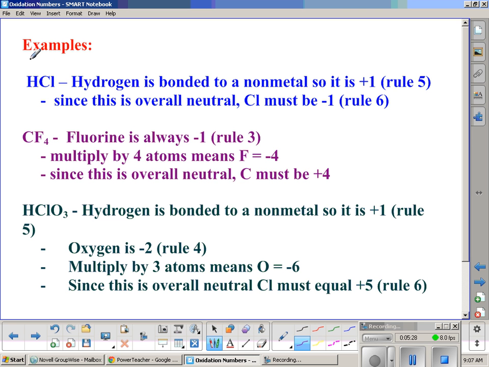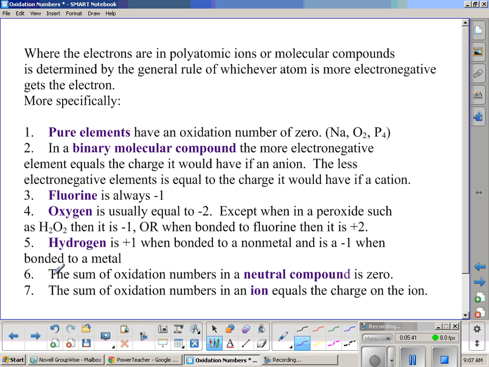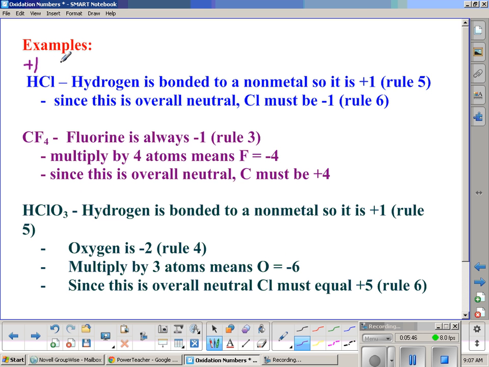Okay, so we've got hydrogen. I'm just going to put it right above it as a +1. And overall, this thing has no charge on it, right? Since overall this is neutral, go back and look at the rules. We had a rule right here. Rule number 6, the sum of oxidation numbers in a neutral compound is 0. So the whole thing equals 0 when you put the oxidation numbers together, because there's no charge on it. So +1 plus whatever chlorine is equals 0. So that means chlorine has to be equal to -1, because a +1 and a -1 equals 0.